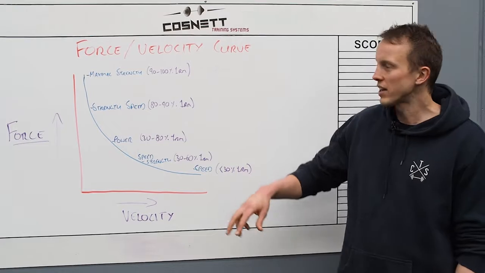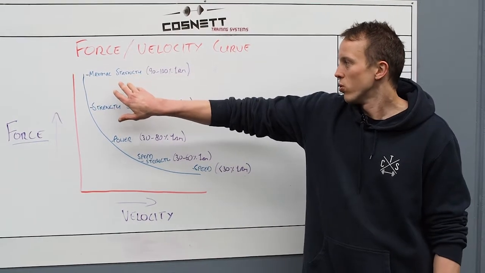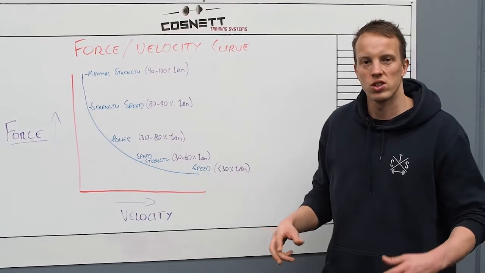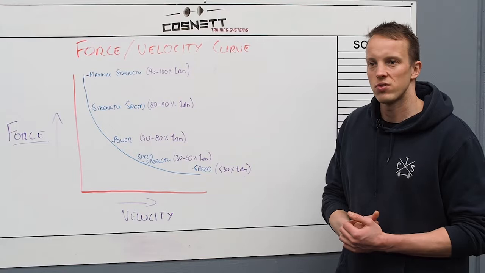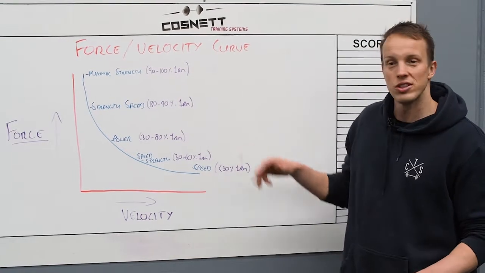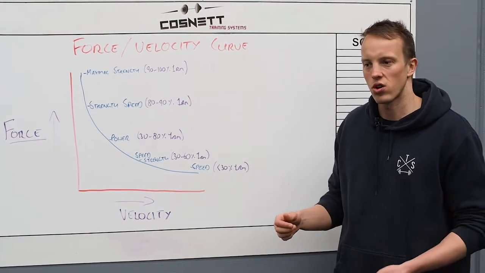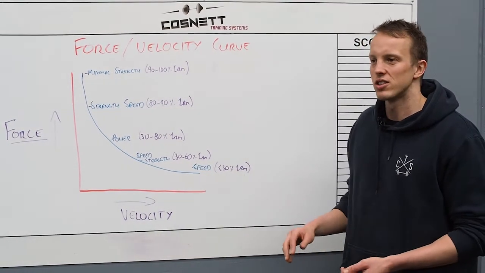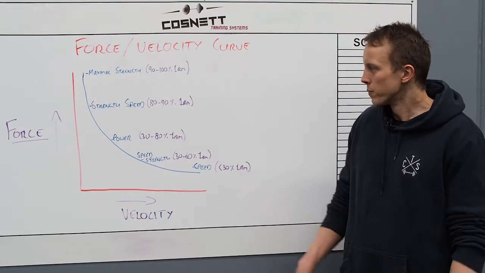I'll give you an example of each. We've got maximal strength, which is, for example, a 1 RM squat, so doing a squat as hard as you possibly can. Imagine you're doing a squat as heavy as you can. Obviously the bar's not going to be moving very fast. Even though you're trying to get up as quick as you can, because it's the most weight that you can do, the bar's not going to be moving that quick.